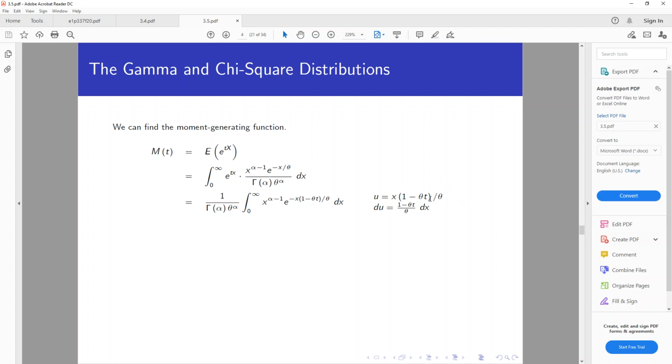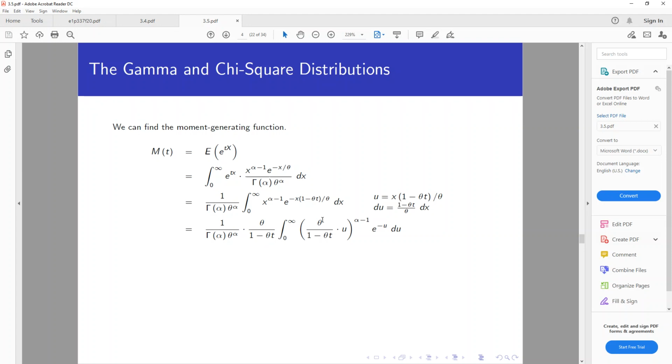Let's let u equal that exponent, and then du will be (1 minus theta t) over theta dx. Notice that when x equals 0, u is also 0, and as x goes to infinity, u goes off to infinity, as long as t is less than 1 over theta, just like it was for the exponential distribution, by the way. As long as I restrict my t to be less than 1 over theta, this will go off to infinity. All right, so now we need to adjust by this constant, the (1 minus theta t) over theta, so that's why we've got the reciprocal out in front now.